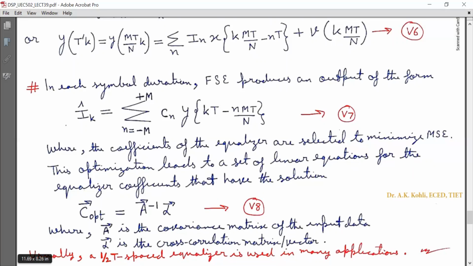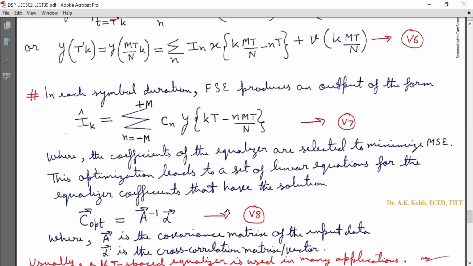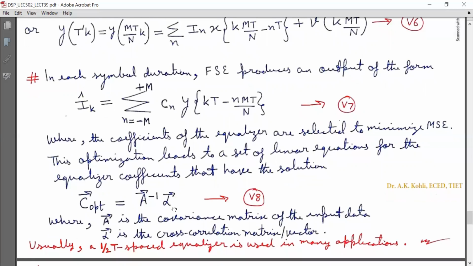Usually a 1 by 2 capital T spaced equalizer is used in many applications. So the most favorite case is the T by 2 spaced equalizer. So this is the optimum solution, that is C vector optimum. This optimization leads to a set of linear equations for the equalizer coefficients that have the solution C vector optimum is equal to A vector inverse alpha vector. It is quite similar to the previous case.